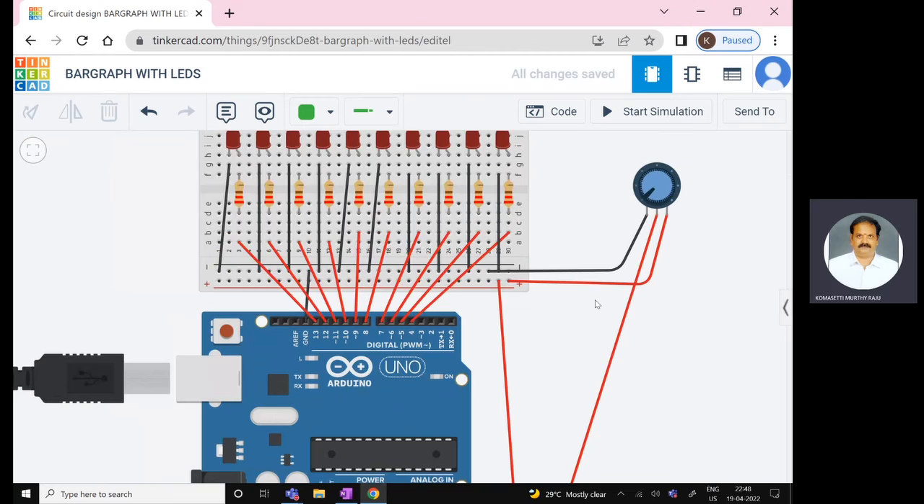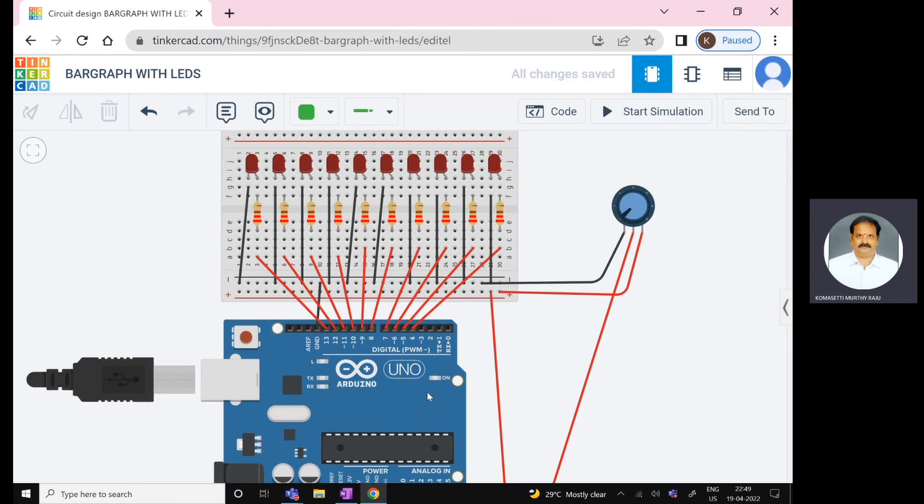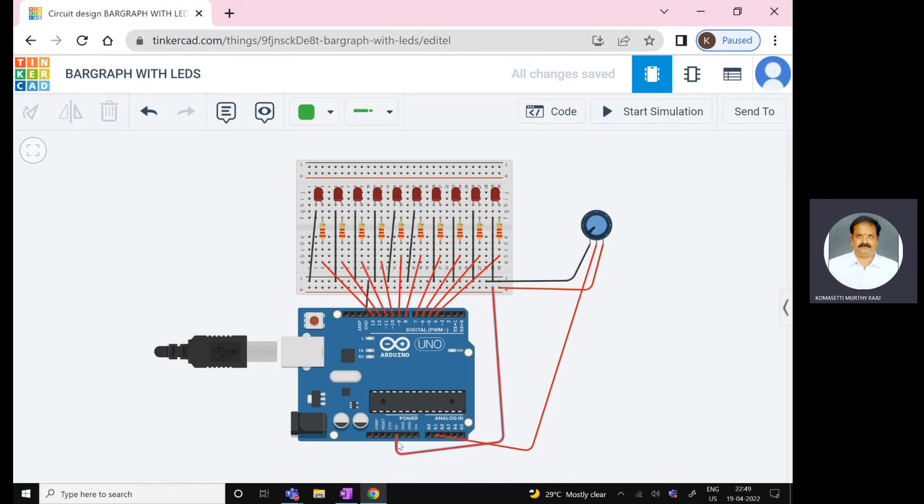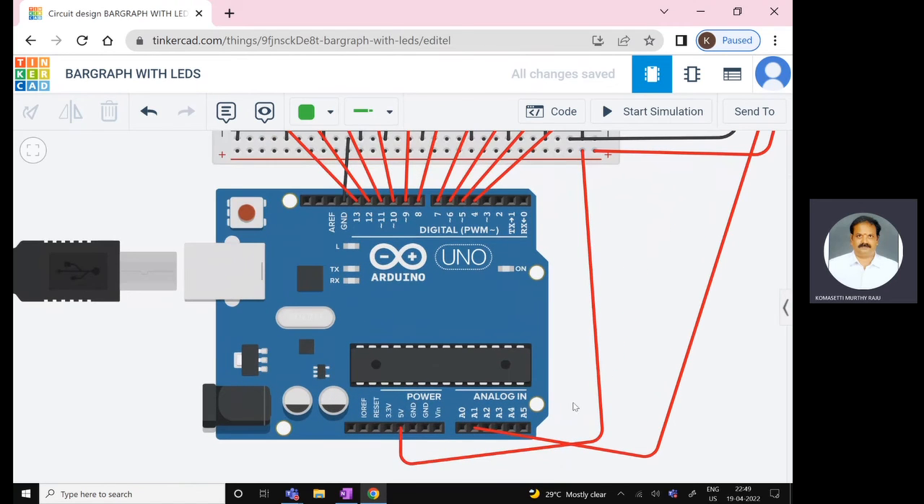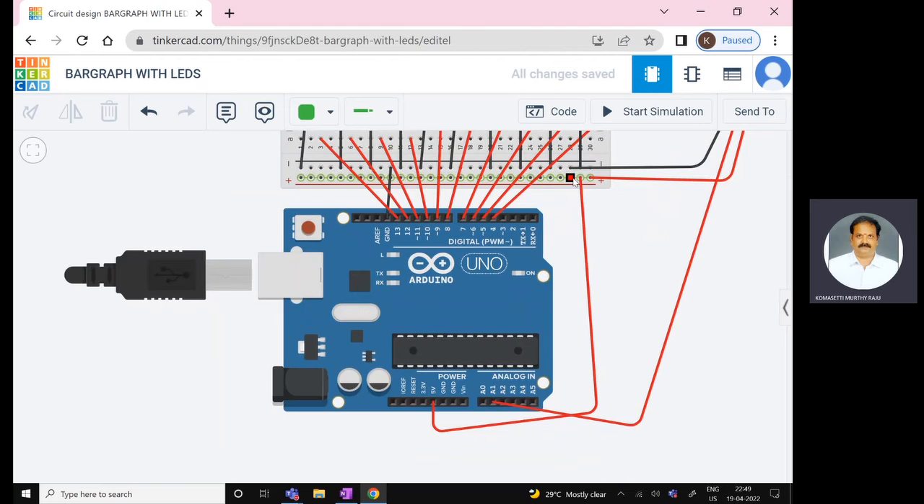One more device is the potentiometer here. The potentiometer has 3 terminals. This is terminal 1, this is the wiper terminal, and this is terminal 2. Terminal 1 is connected to ground. Terminal 2 is connected to 5 volts. Ground and 5 volts are made on the breadboard from the Arduino. This is the 5 volts line, and here the 0 volts line, that is the ground line, is made.